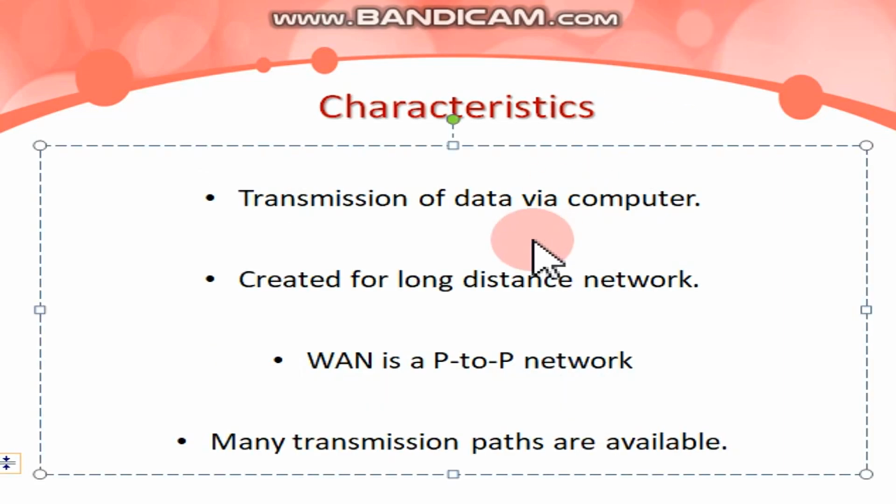These are the major characteristics of point-to-point network, where data transmission is done through the use of computers, and it is used for long distance communication, like the example of WAN we have mentioned. And in the point-to-point networks, there are many paths available, so it is a secure network.